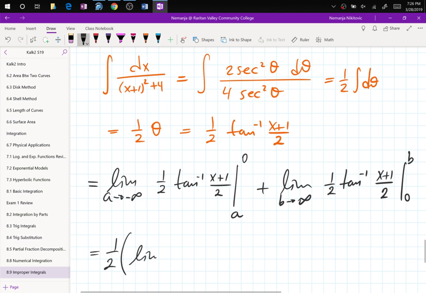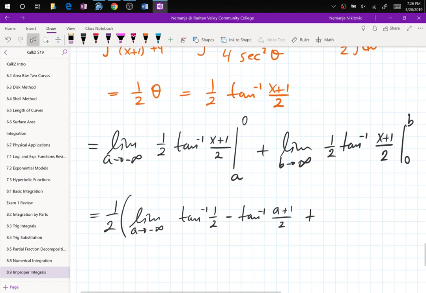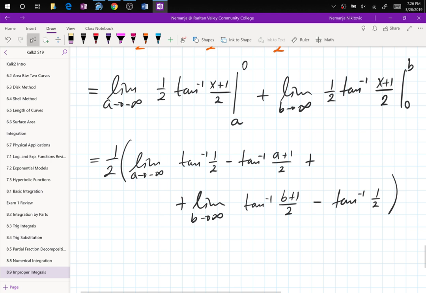And I have the limit as a goes to negative infinity of inverse tangent of 1/2 minus the inverse tangent of (a plus 1) over 2. And then we have plus the second one, which is the limit as b goes to infinity, plug in b, so that's tangent inverse of (b plus 1) over 2 minus tangent inverse of 1/2 again. You have a positive and negative of these, so they cancel. The tangent inverse of 1/2, we don't care how much it is because it just cancels.